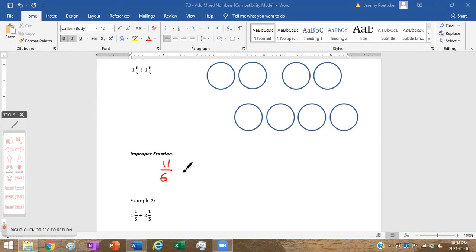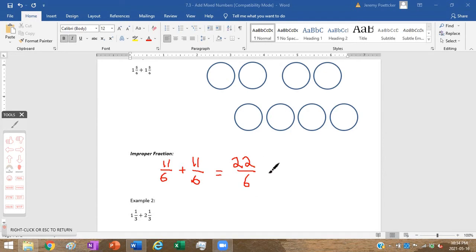That works out nicely. For this one, they're both the same, so it's going to be plus 11 sixths. Again, 1 times 6 is 6, plus 5 more is 11. Now I add my top numbers. 11 plus 11 is 22. I leave the bottom number the same. 22 sixths. Now, because we started with mixed numbers, we have to end with mixed numbers.